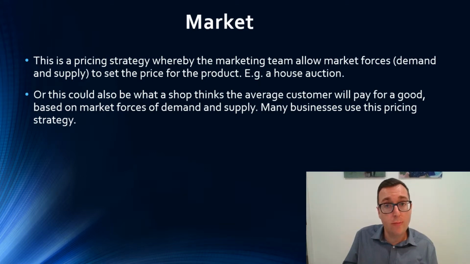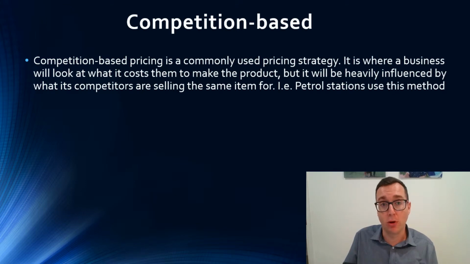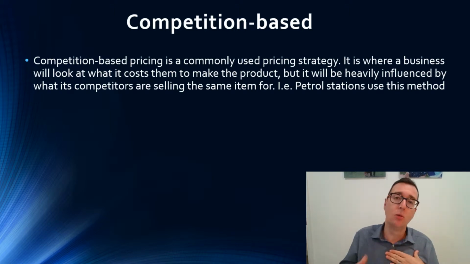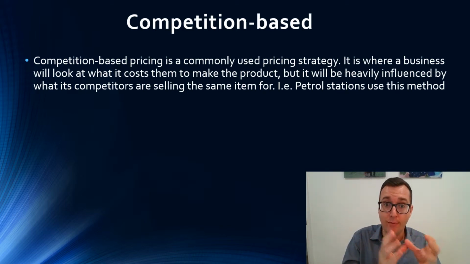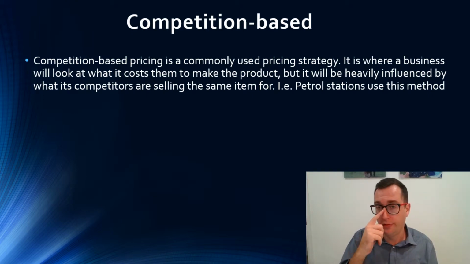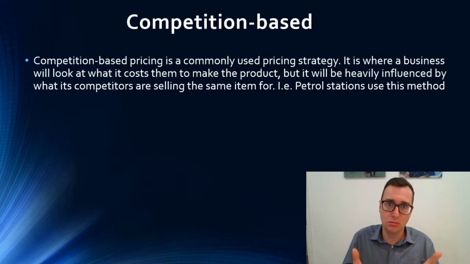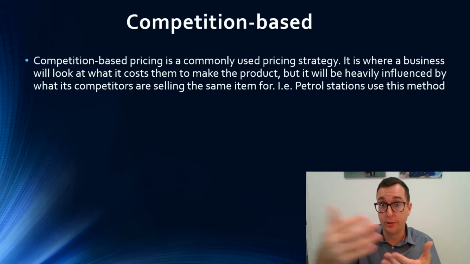All right, the third method, the last one, competition-based pricing. This is a commonly used pricing method as well. What is it? It's where a business will look at what it costs them to make the product, which we did with costs, but more importantly, they'll be heavily influenced by what the competitors, the competition, the rivals are selling the same item for. And it's mainly that latter part. I'm Woolies, what's Coles selling the same items for? And I'll use that as a guide for my pricing of the bananas, of the cornflakes or whatever it may well be. Hence, your pricing based on what your competition does.